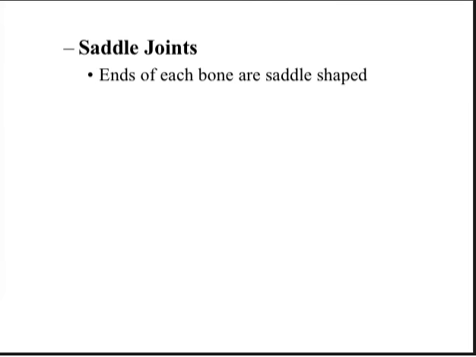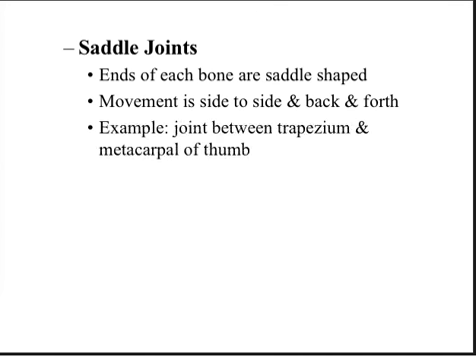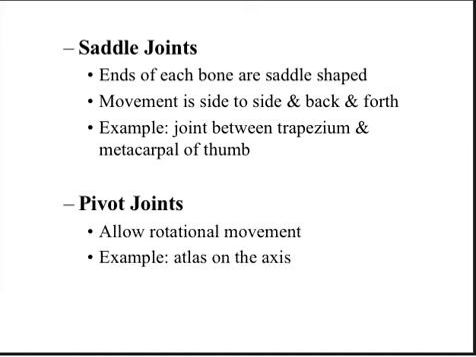There's only one saddle joint in the body, and that's between the metacarpal bone of the first digit and the carpal bones. They provide movement side to side and back and forth, but the trapezium and the metacarpal of the thumb are the only saddle joints in the body. Pivot joints allow rotational movement. Examples include the atlas on the axis that allows you to shake your head no.